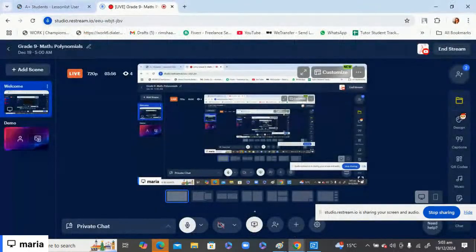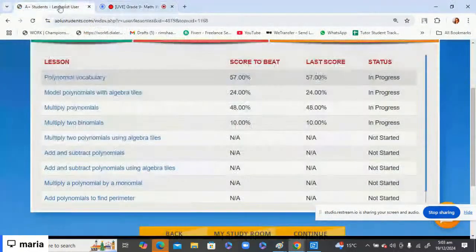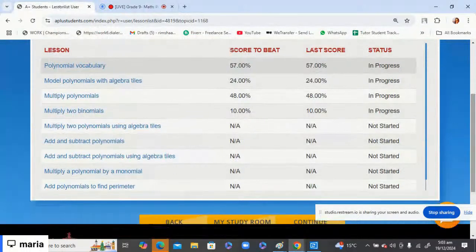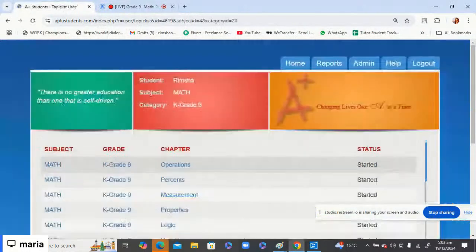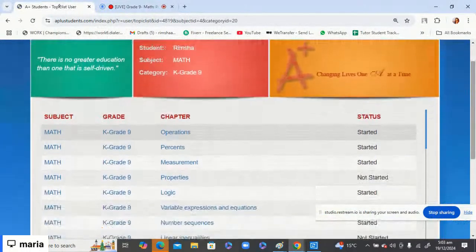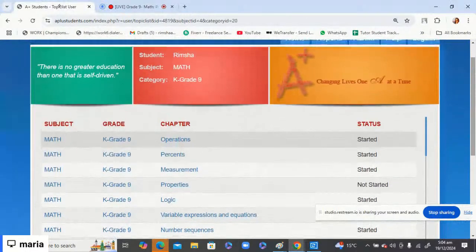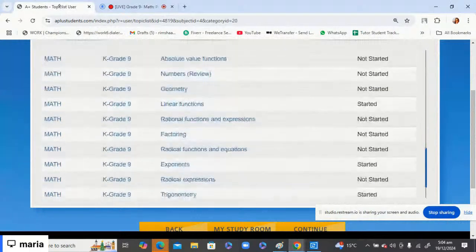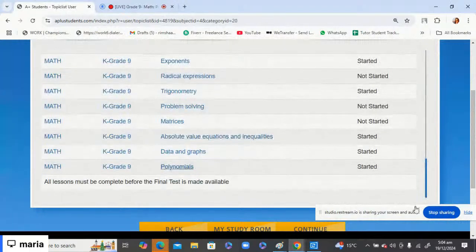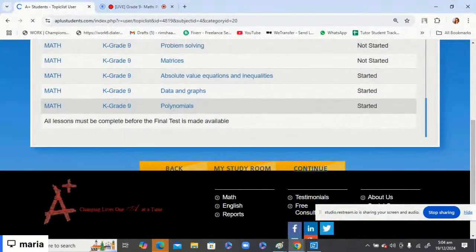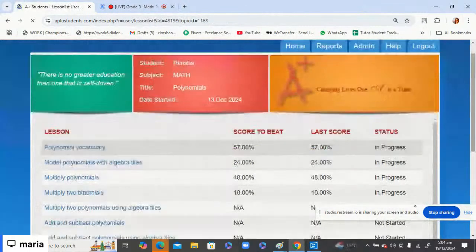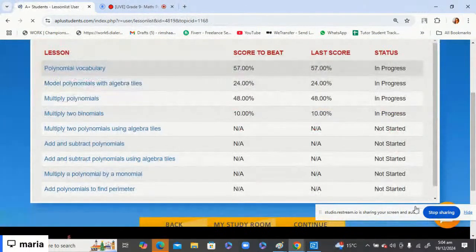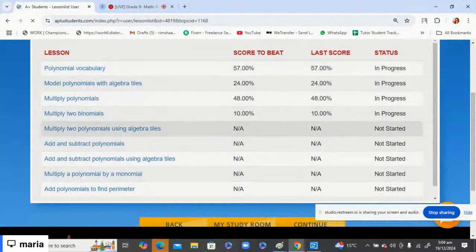You can find all the lessons on aplusstudent.com. You have to log in using your email and the password provided by the administrator. Go to the subject tab, select maths from there, scroll down, and here is the list of the chapters. We are on the last chapter, polynomials. Continue this. And the lesson we covered today is multiply two polynomials using the algebra tiles.